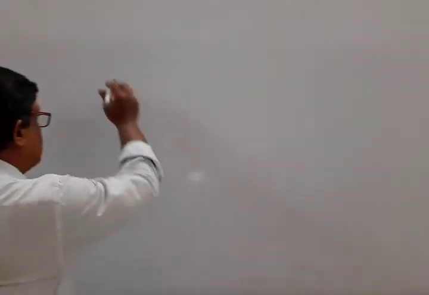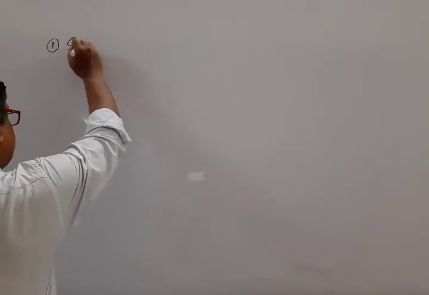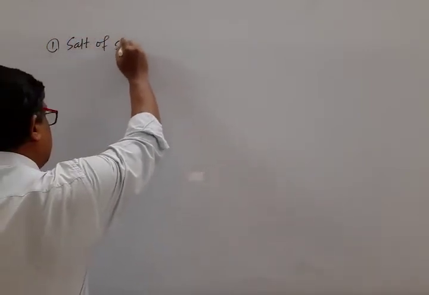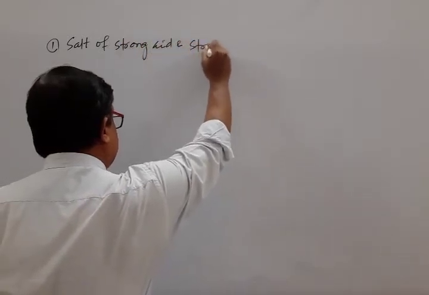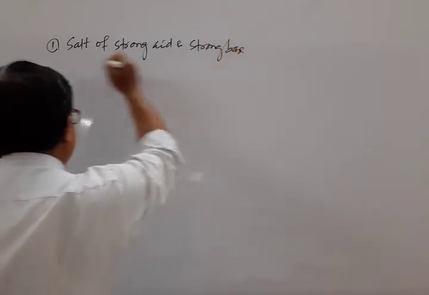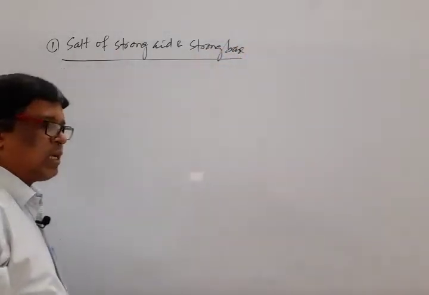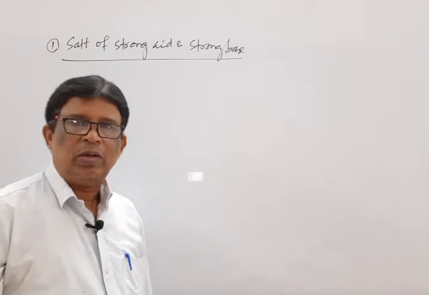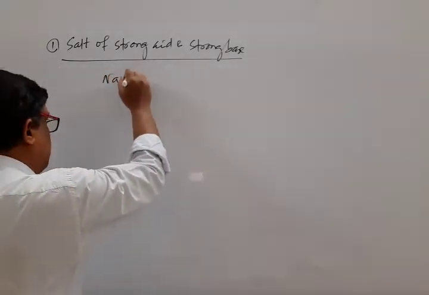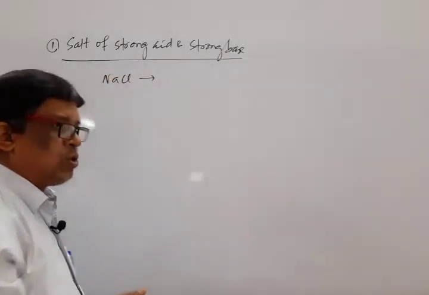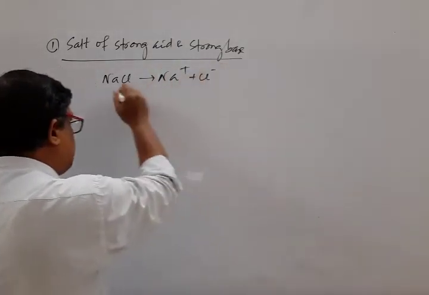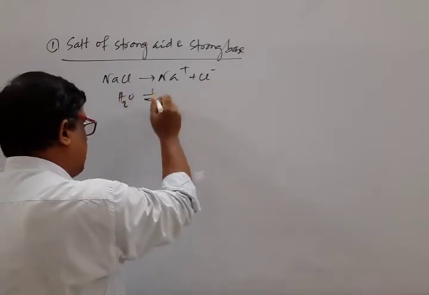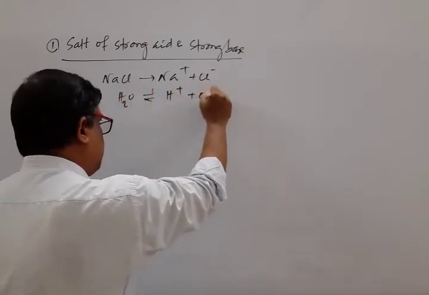Point 1 is salt of strong acid and strong base. Mark that. So many salts come under this category. Let us select sodium chloride. Mark that, sodium chloride, as it is a strong electrolyte, is completely ionized to give Na plus plus Cl minus, and water, a weak electrolyte, is partially ionized to H plus and OH minus.